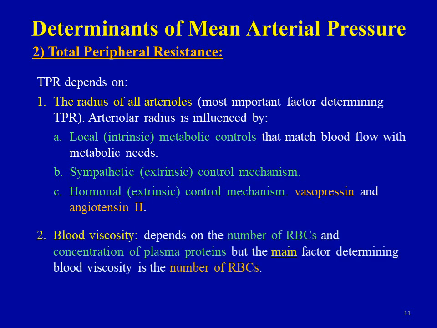The other important controller or determinant of the total peripheral resistance is the blood viscosity, as I explained earlier, and this depends on the number of red blood cells and the concentration of plasma proteins. But the main factor determining the blood viscosity, or factor number one that affects the viscosity, is the number of red blood cells, the erythrocyte count.